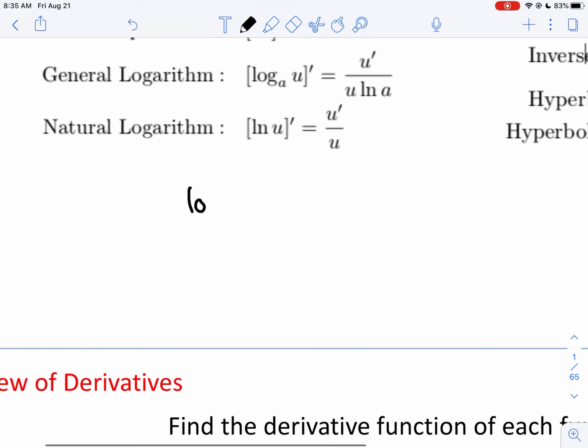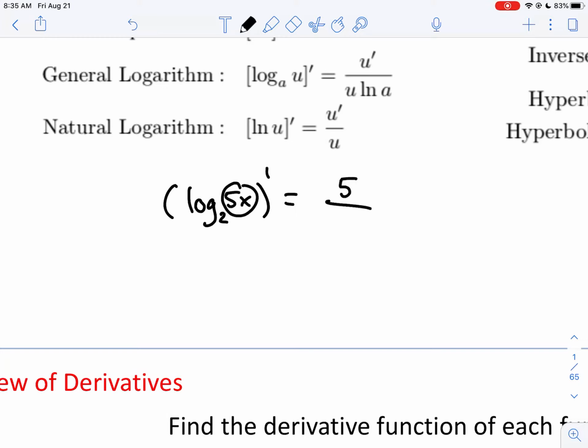So if I said, hey, we have a log base 2 of 5x. Let's do the derivative of this. Well, the argument is 5x. Put its derivative in the numerator. The derivative of 5x is 5. Then put the argument down in the denominator, and then also join it with a natural log of this base here, which is 2. And this would be the result.